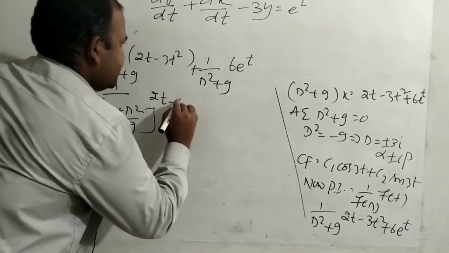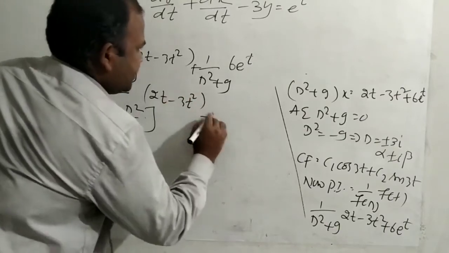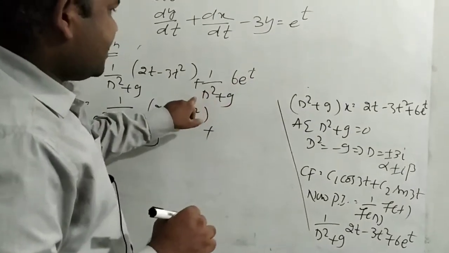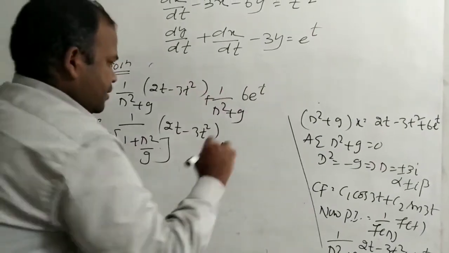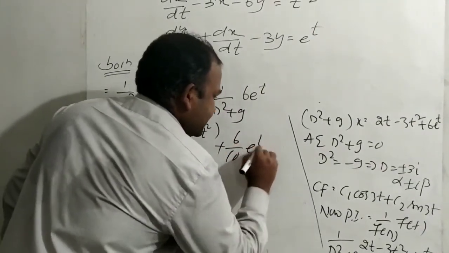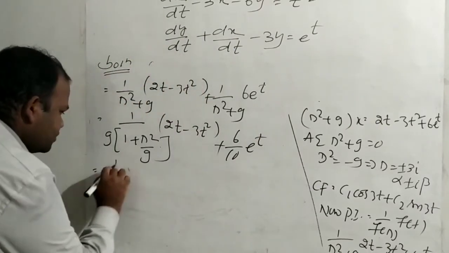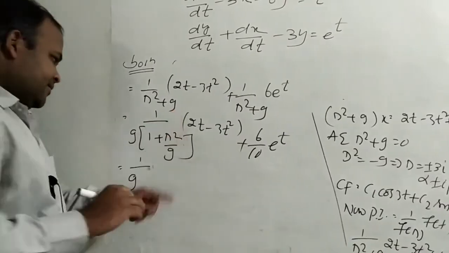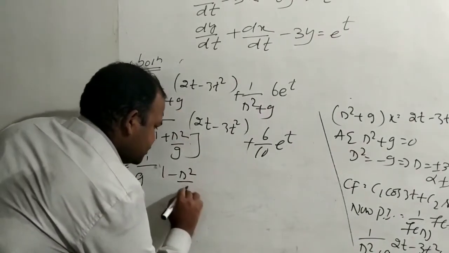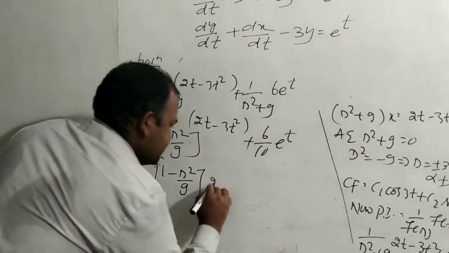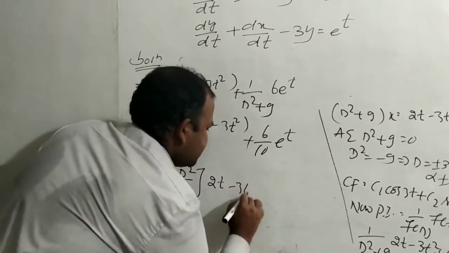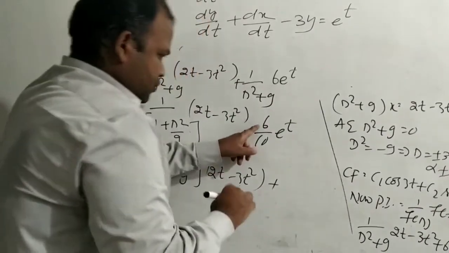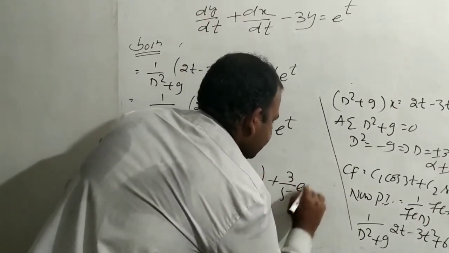So this is 2t minus 3t square, and this is 6 e raised to t, like e raised to x, type first, you will replace d by a equals 1. So this is 6 by 10 e raised to t. So this is 1 upon 9, and 1 upon 1 plus z is 1 minus z. So this is 1 minus d square by 9 acting on 2t minus 3t square, plus 3 by 5 e raised to t.